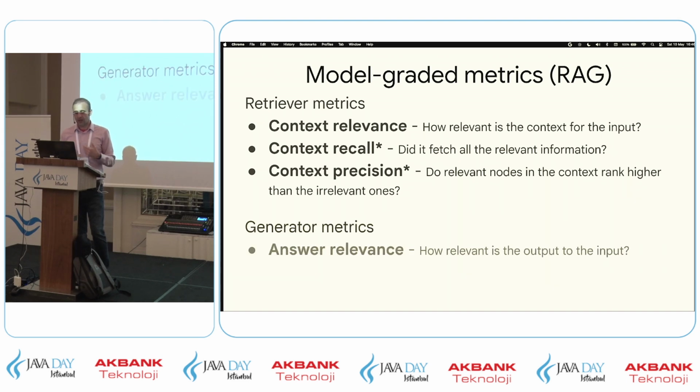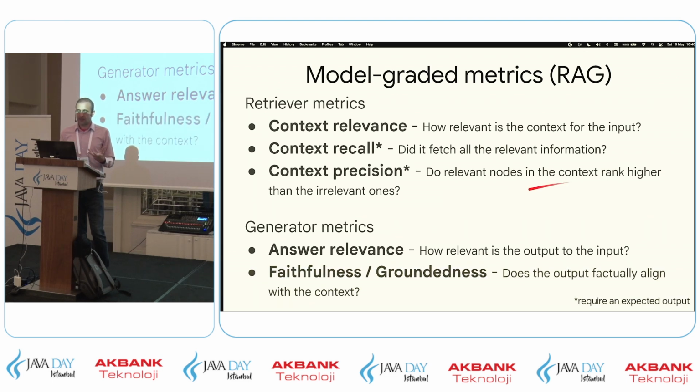Then the generator metrics are answer relevance. So when we generate the output, is it actually relevant to the question? Another one is what's called faithfulness or groundedness, which means does the output factually align with the context? So is the LLM actually using the context to answer the question, or is it just ignoring the context? So these are the general metrics, and as you see, recall and precision require an expected output, meaning you need to have reference data to calculate them. And that's why it becomes a problem, because sometimes you don't have this expected output.